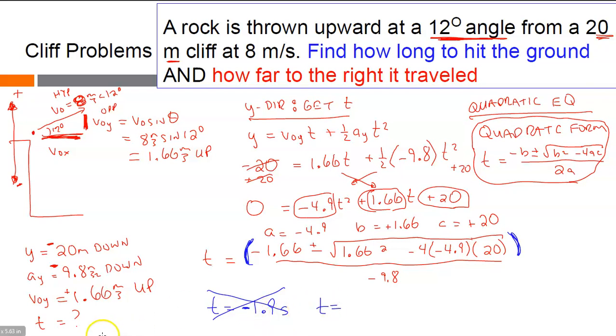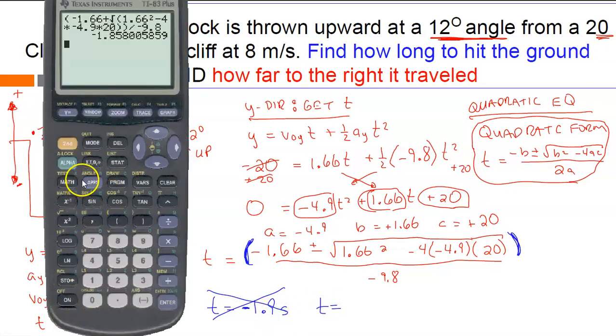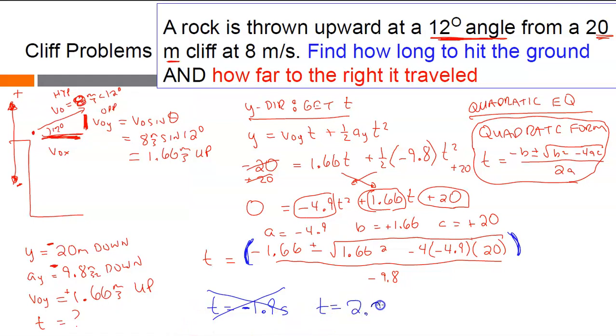Let's try it again. I need to put that back in the calculator. Oh, but wait, it's already in the calculator. So I'm going to go second enter. It pulls the whole thing back up, and all I have to do is change that plus sign to a subtraction sign. Use your arrow keys and just stroll right there, change that one sign. It's already in there. And there's the one we want, 2.2 seconds. That makes a little bit more sense. I throw the rock, and 2.2 seconds it hits the ground. That's my time in the air.